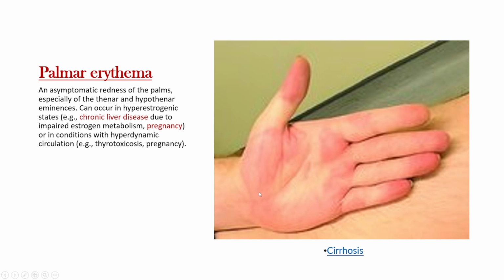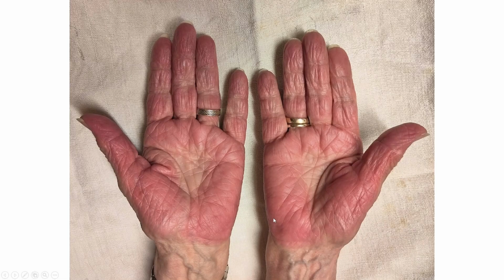So we will have this redness in the palm, as well as some other conditions like thyrotoxicosis, but the most common are chronic liver disease and pregnancy. So this is a picture of the palmar erythema. It happens because the patient has cirrhosis. This is another picture of the palmar erythema. We can see it very clearly. It's a really good picture. Redness.